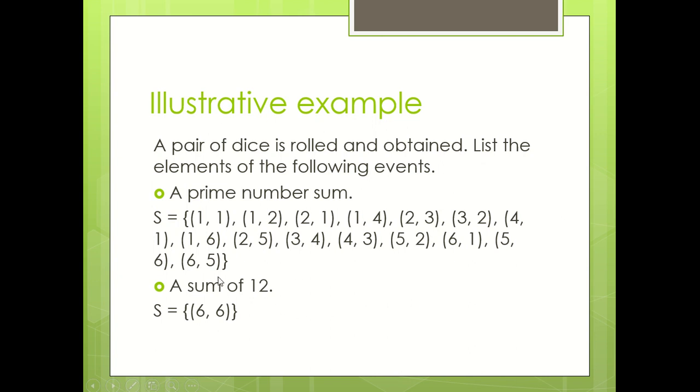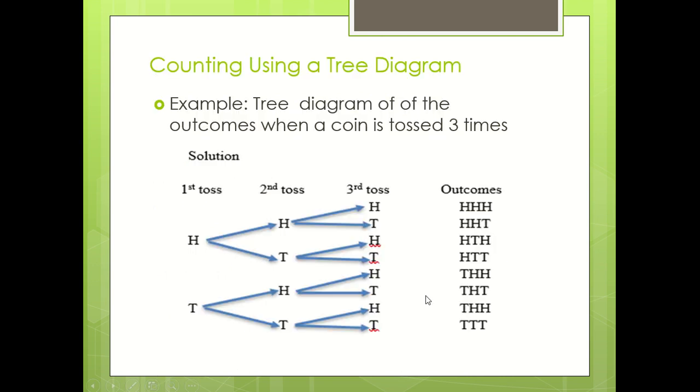And finally, the last event would be a sum of 12. Again, go back to the table and you can see that the highest sum is 12, and there is only one pair: 6 on the first roll and another 6 on the second die. So we only have one element, that is 6, 6. That is how to make use of a table in listing the elements of a sample space.